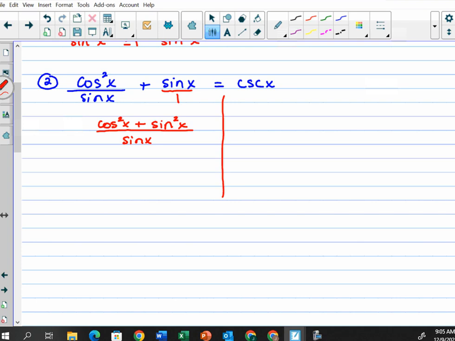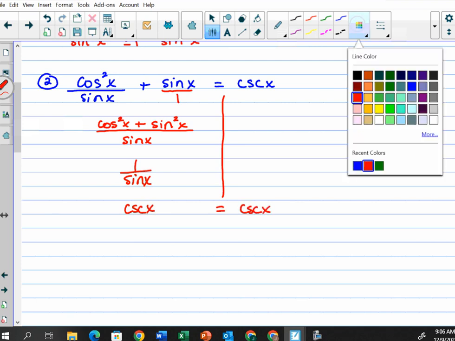All right, common denominator. And that creates cosine squared plus sine squared in your numerator. What is cosine squared plus sine squared? What is 1 over sine? So cool. 1 over sine is cosecant. And that's it. See? There was no sarcasm in your house.